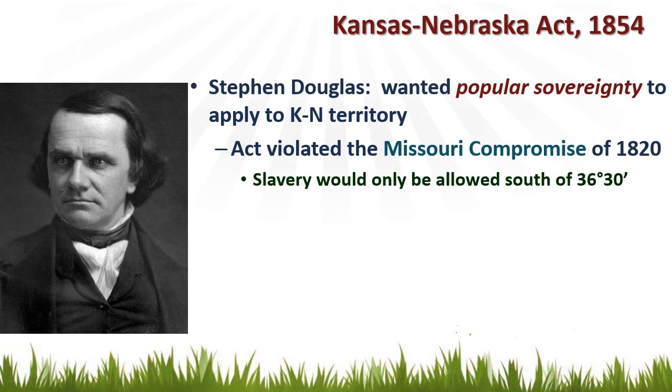So this proposal is going to really anger Northerners who are going to look at what Stephen Douglas is doing and say, okay, why are you going back on an agreement that we made in 1820 that has worked this far and has already said slavery will be allowed south of 36°30'? That's the line on the map. Why are you going to go back on this agreement that has served us so well this far?